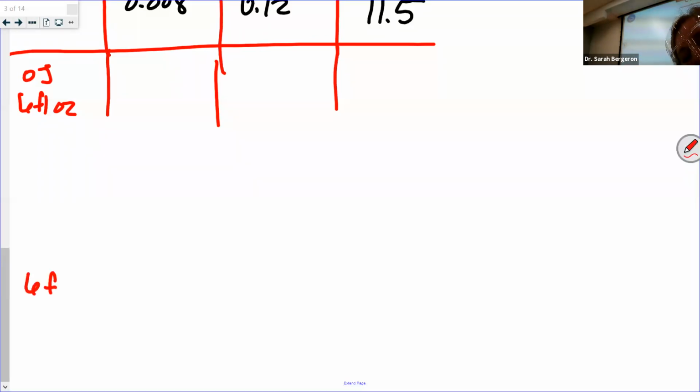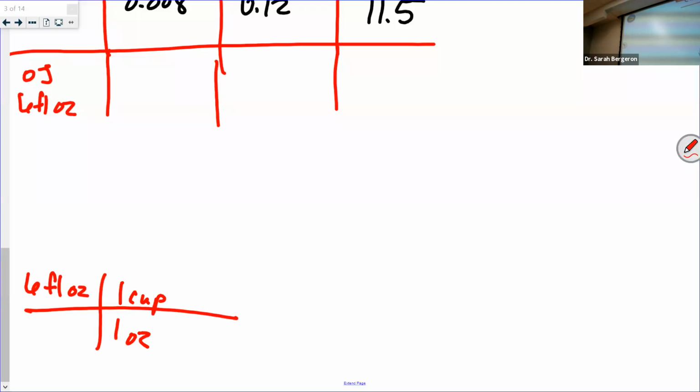If I have 6 fluid ounces, anybody have their book? They know they can find the conversion? Anybody? I'll tell you, in 1 ounce, you have 0.125 cups.